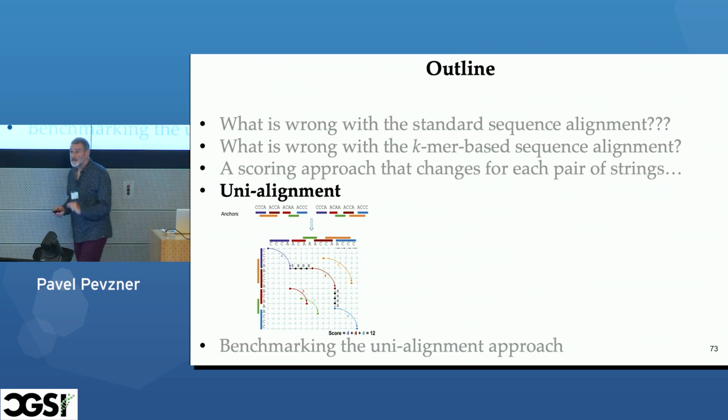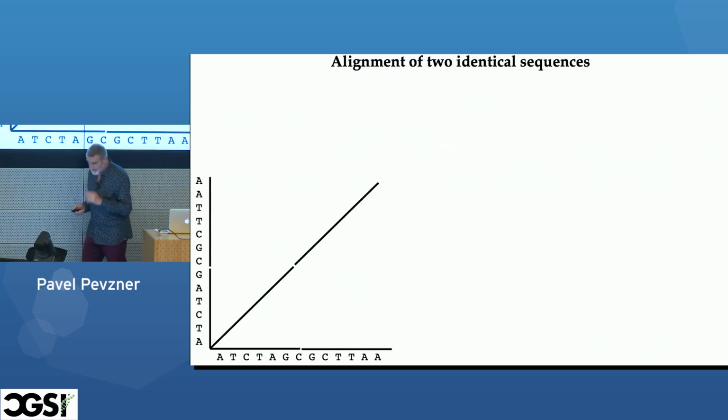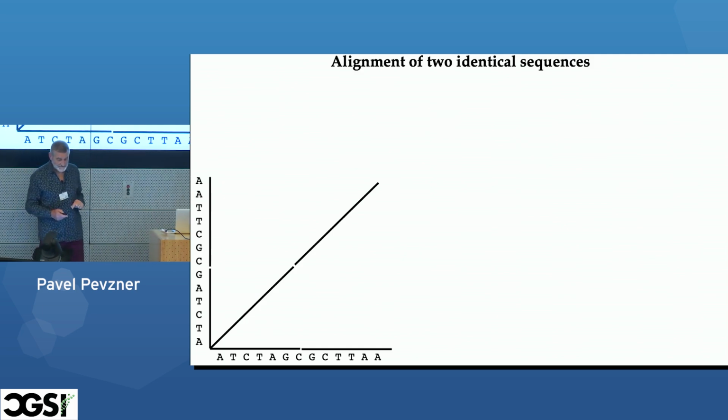Now, a little bit further on Uni-alignment. Do I have time? Yeah, I have plenty of time. Now, you probably noticed that Uni-alignment doesn't have any mismatches, right? It's based only on matches of unique substrings. Let's talk a little bit about this.